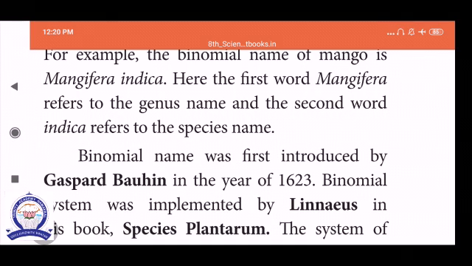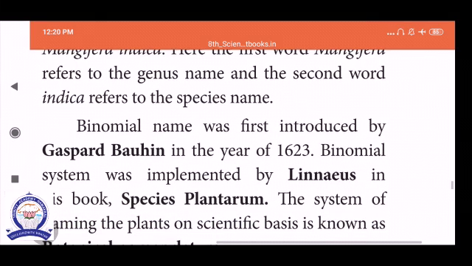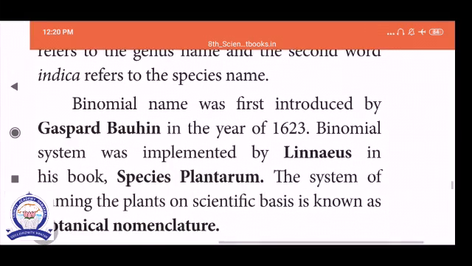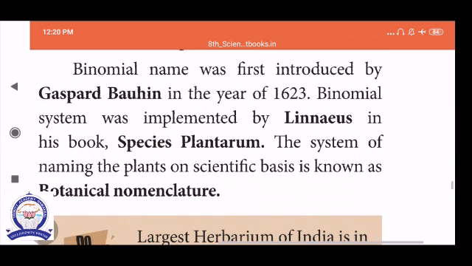Binomial name, scientific name. The binomial name was first introduced by Caspar Bauhin in 1623. This is very important, and may be asked for 1 mark. Then the binomial system was implemented by Linnaeus. Who implemented it? Linnaeus. Introduced by Caspar Bauhin, implemented by Linnaeus in the same book, Species Plantarum.